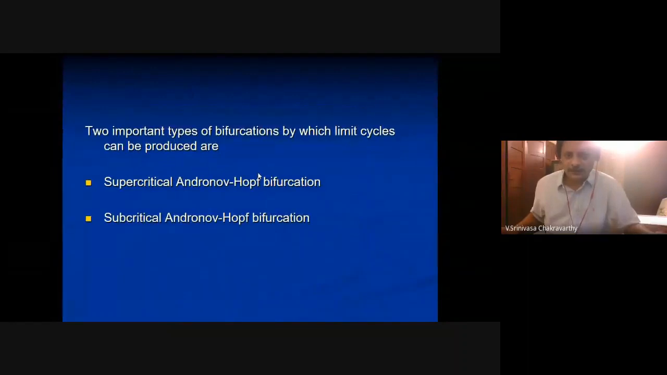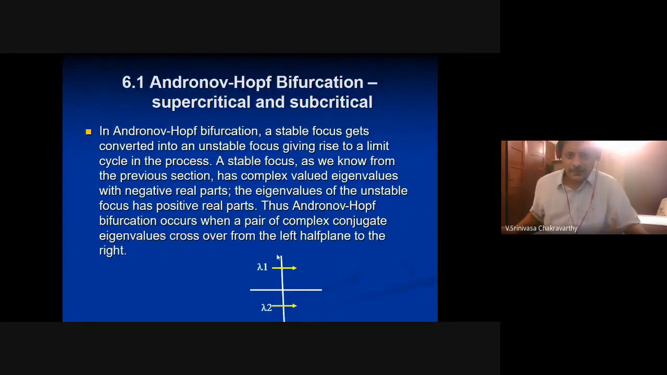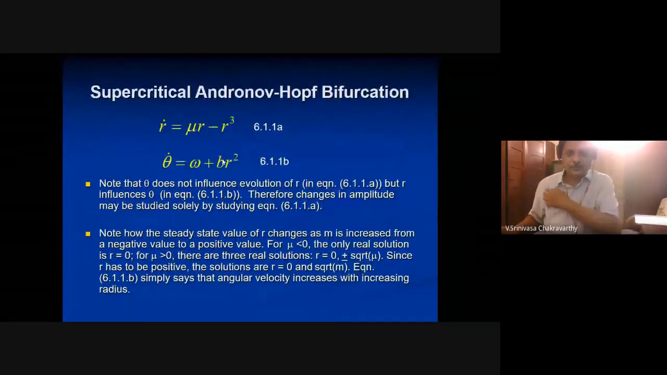Now, for limit cycles, let us look at one important kind of bifurcation shown in these two examples. One is called the supercritical Andronov-Hopf bifurcation, and the other one is the subcritical Andronov-Hopf bifurcation. In this case, basically the eigenvalues will move from the left half plane to the right half plane, right? An example set of equations which show this kind of bifurcation is this. This is very similar to the Hopf oscillator we have seen before. The only difference is, for the theta equation earlier, we just had theta dot equals omega. That was what we had before. Now there's an additional term, b r square. That means r also determines omega.